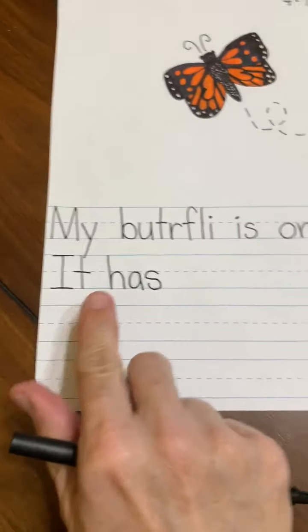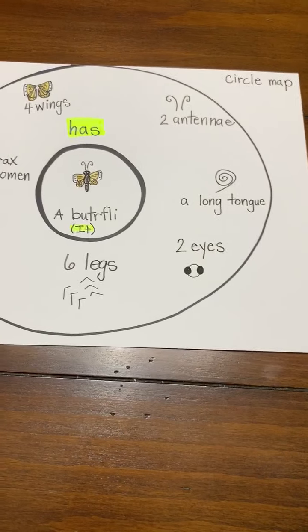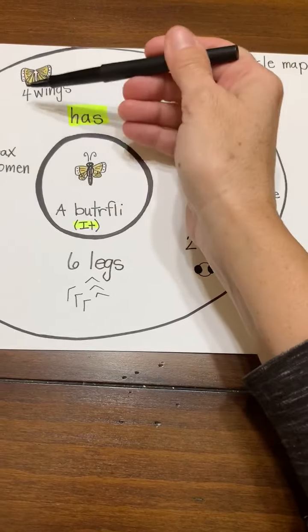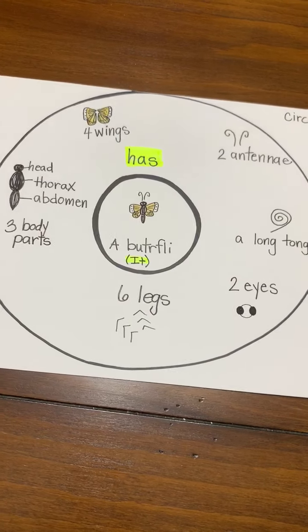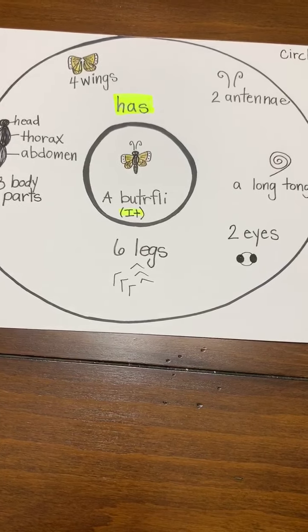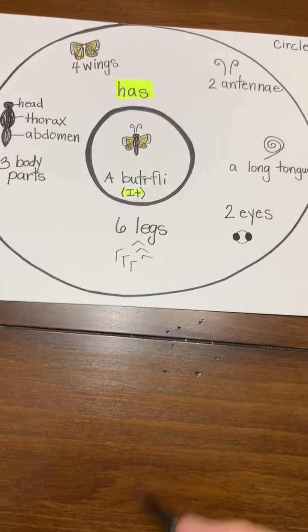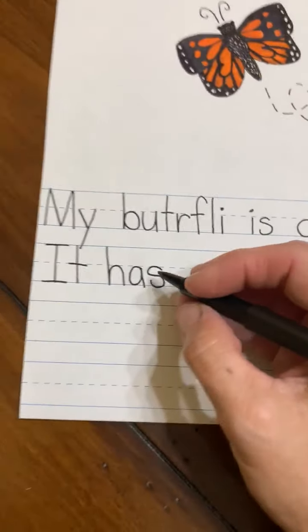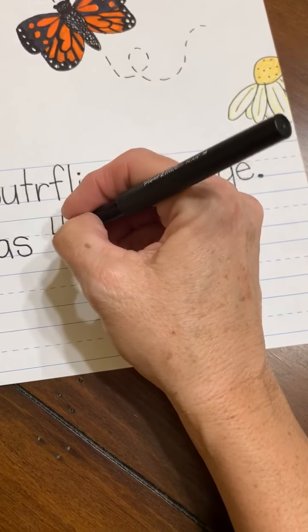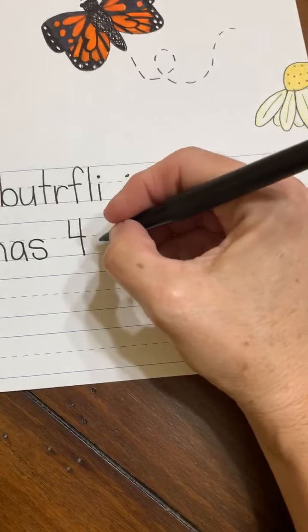Okay, so once they have it has, they get to pick what they want. So I'm going to say, let's pick 4 wings. So we have it has. It's okay for them to write the number. They don't have to write the word 4. We're trying to build their confidence, so they can just write the number 4. So 4 wings. We're going to come back. It has. Just write the number 4. Still have a finger space though.